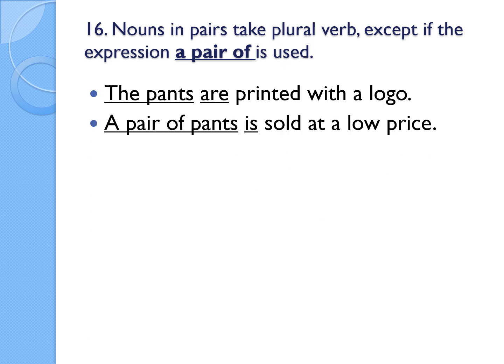But in this sentence, there is already an expression a pair of. So the singular form of the verb is used. A pair of pants is sold at a low price. When we say a pair of pants, there is only one pair. That's why it must use a singular verb, is. Unlike the other one, wherein there is no expression a pair of, it directly states the pants. So we have to use a plural verb, are.